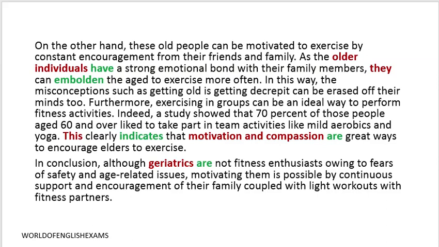So I hope by now all of you have understood what is subject-verb agreement. Just to brief you, a singular subject needs a singular verb, a plural subject needs a plural verb. That is it, guys. So that is the concept of subject-verb agreement.